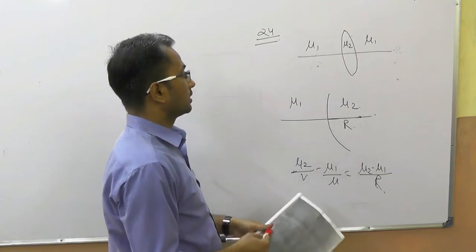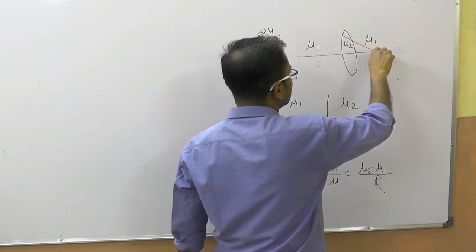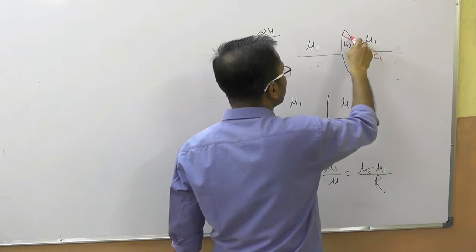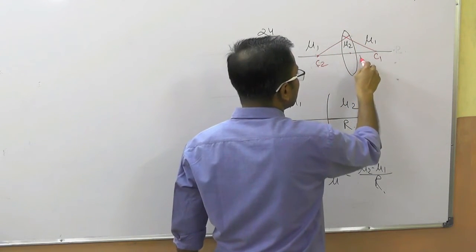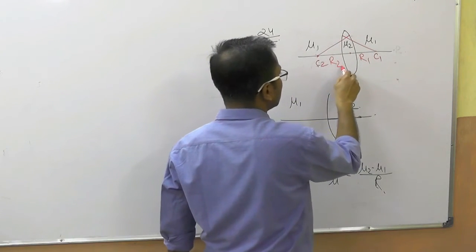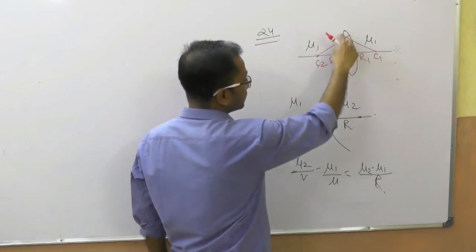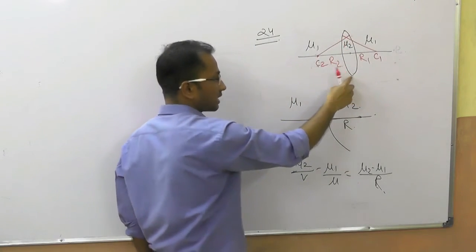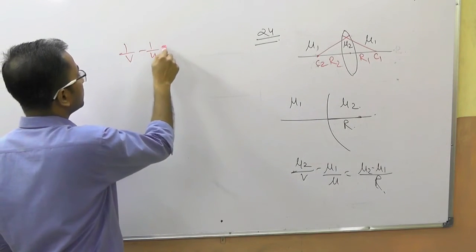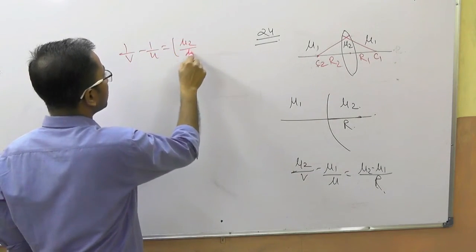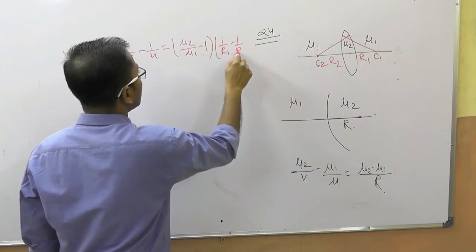Suppose the center of curvature of this surface is here, and for this one the center of curvature is here, with radius R1 for this and R2 for this. So use this twice for these surfaces and add them. Finally we get 1 by v minus 1 by u equals (mu2 by mu1 minus 1) times (1 by R1 minus 1 by R2).